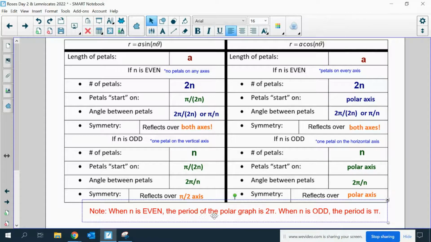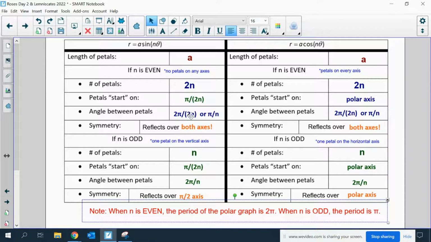When n is even, the period of the polar graph is 2 pi. And when n is odd, the period of the graph is pi. So it just cycles through the whole thing faster and then starts repeating itself faster. Notice that sine graphs have petals starting at pi over 2n because we need the interior of this to equal pi over 2 for a petal to start.